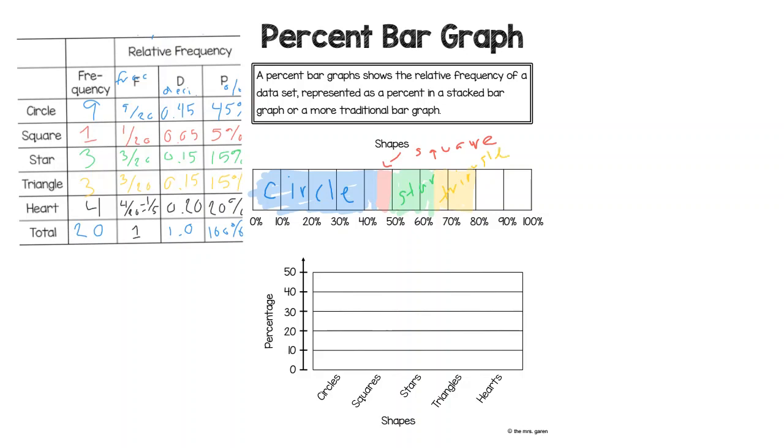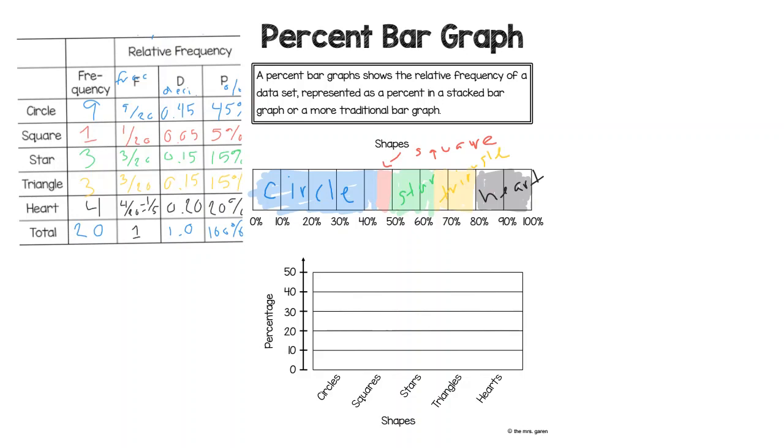The last thing that we have is our heart. So our heart we said was equal to 20%. So if we go from 80 and we add 20, 80 plus 20 is 100. So that gives us our full 100% of our percent bar model.